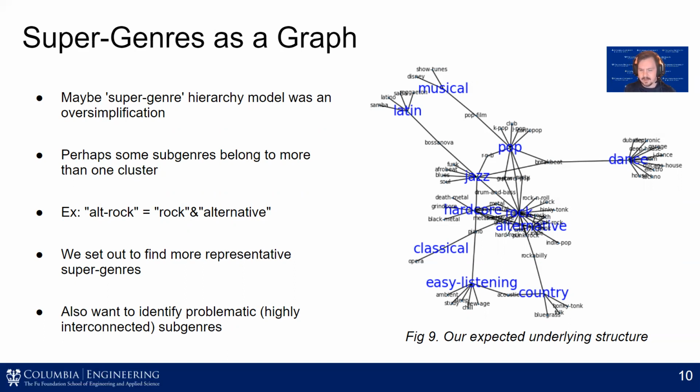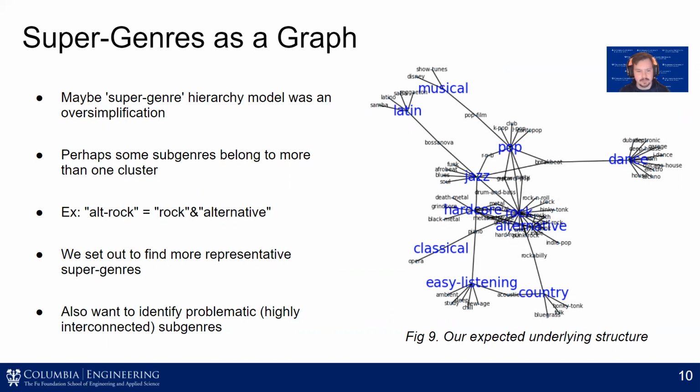But we would expect that other ones would be distinct. So like show tunes, we'd think would be way off on its side. And then like Latin music, most of those would be on their own too. But like the example of alternative rock, maybe that would equally fall under rock and alternative. So we set out to go find more representative supergenres.